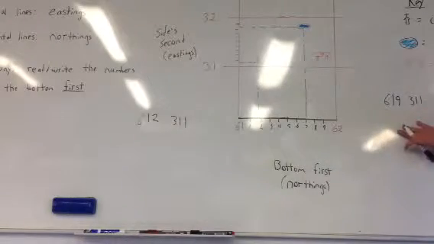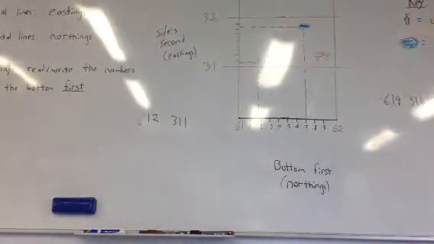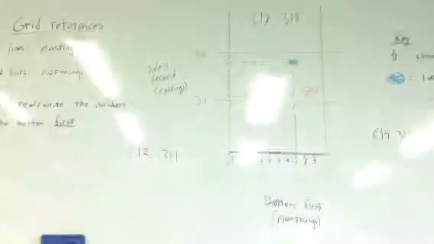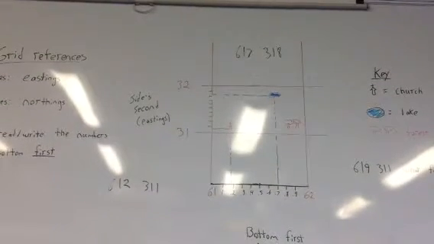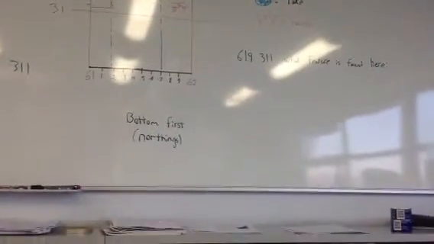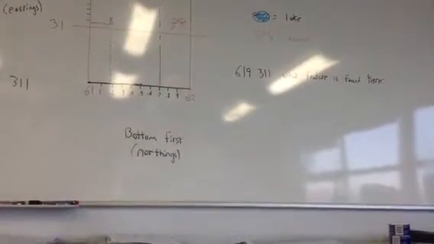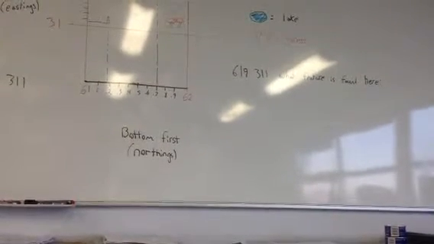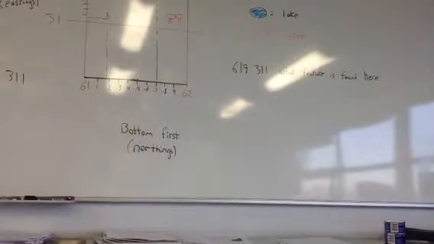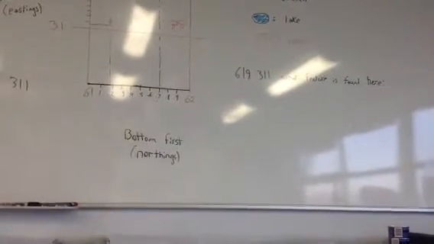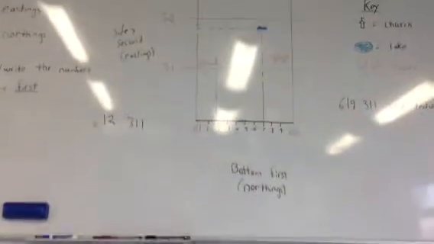Now they might also give you a grid reference and ask what feature is there. Here they've given us a grid reference of 619, 311, so we have to find out what feature is located there.